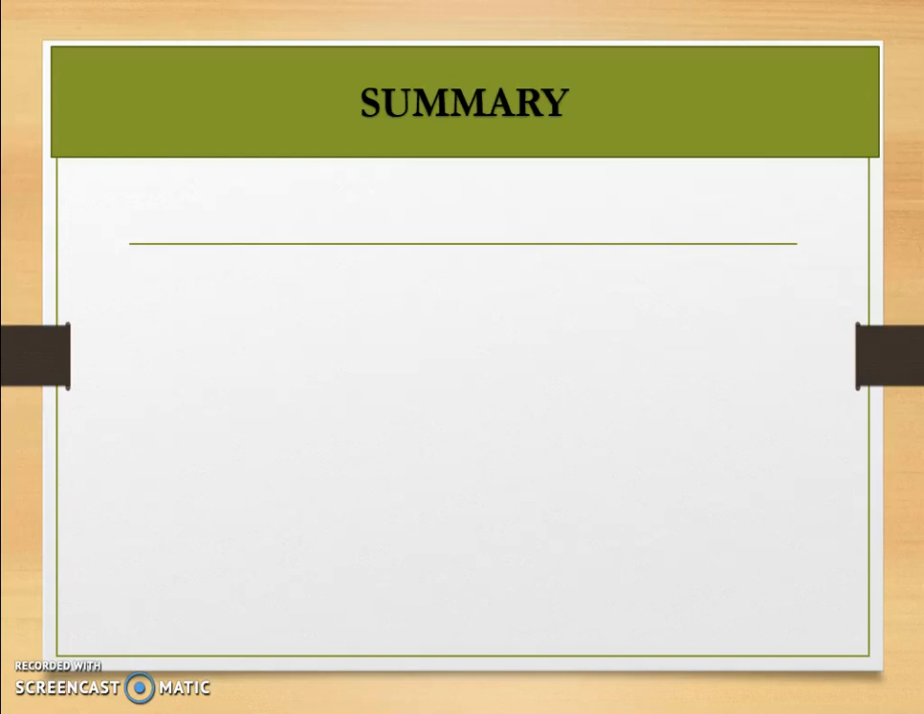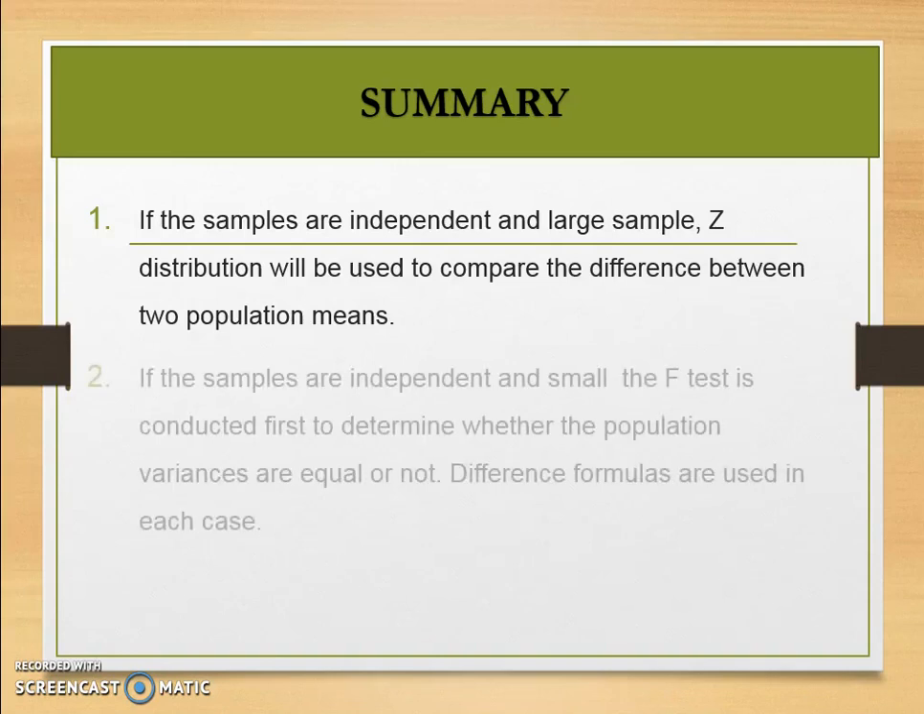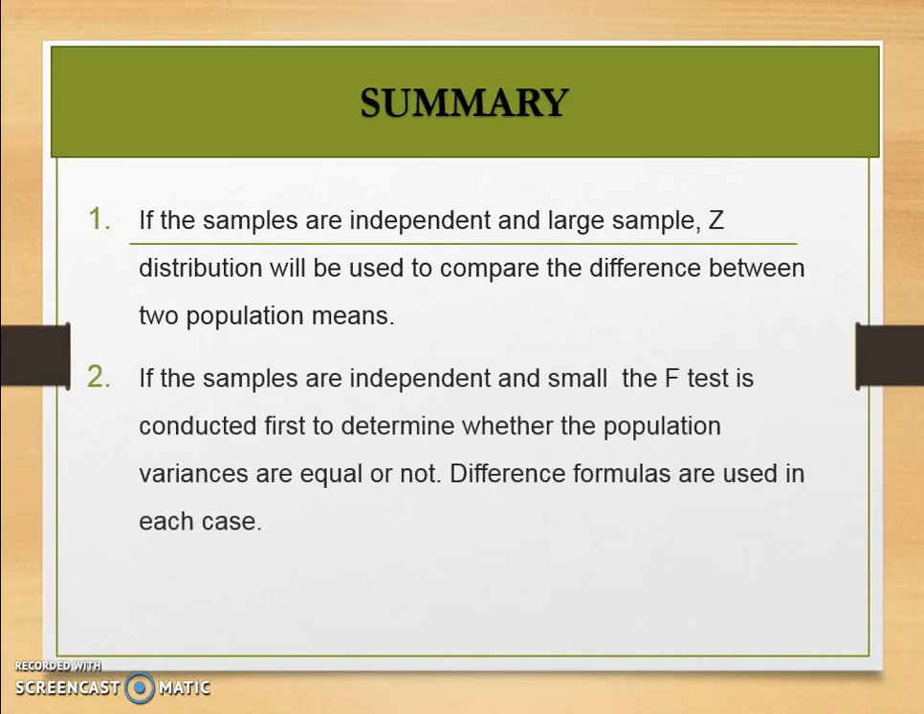The summary for this topic. First, if the samples are independent and large sample, z-distribution will be used to compare the difference between two population means. Second, if the samples are independent and small, the F-test is conducted first to determine whether the population variances are equal or not. Different formulas are used in each case. And last, for dependent sample, the t-test is used.